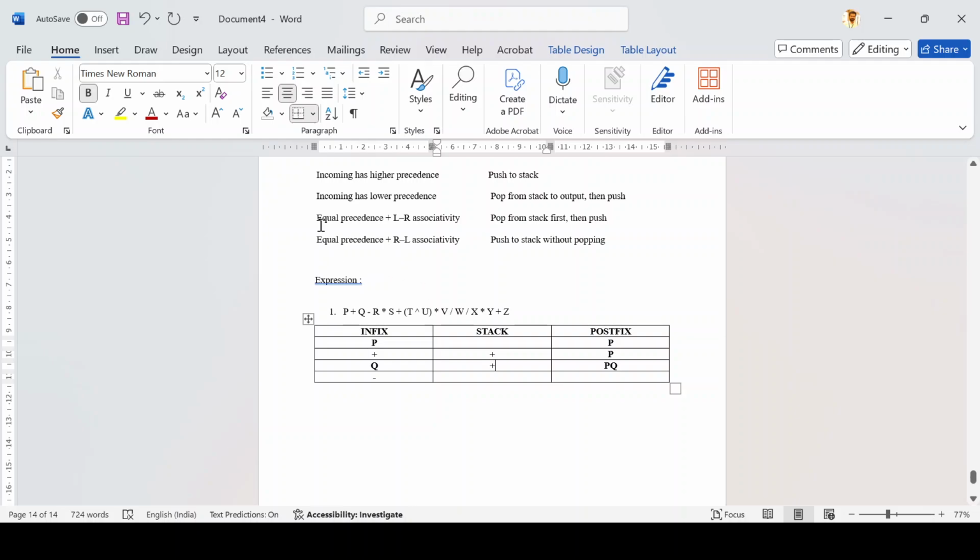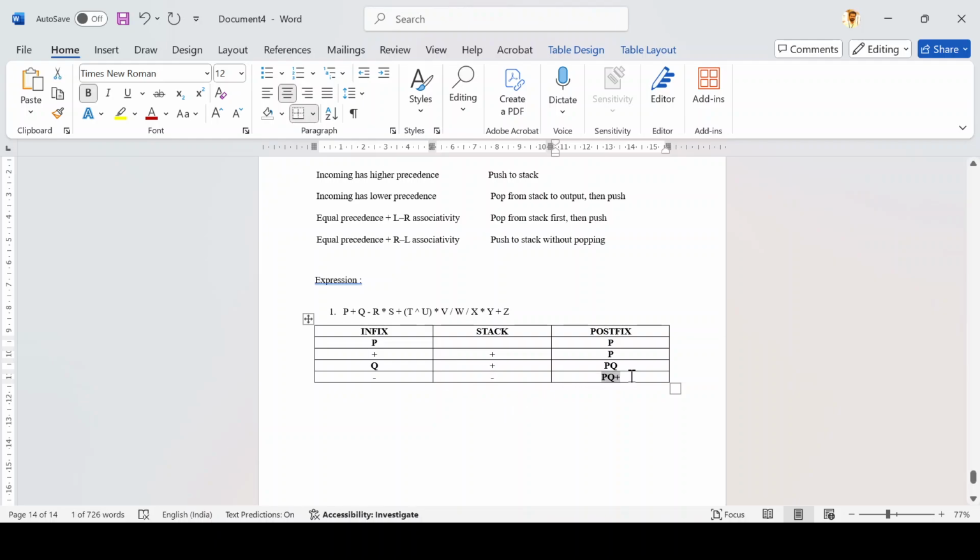So what happens here? Equal precedence plus left to right associativity: pop from stack first, then push. In the stack we have plus, and that gets popped, so plus comes to the output side, giving P Q plus. Then we push the minus into the stack.